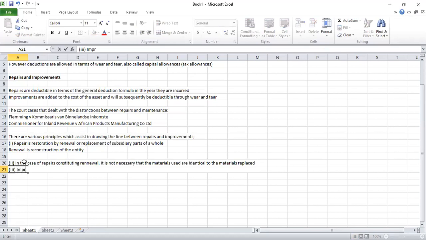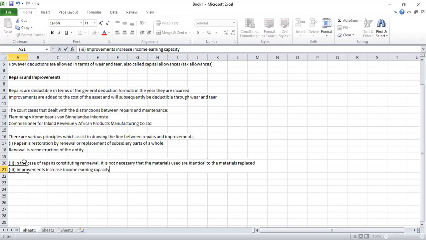Improvements increase income earning capacity. That means before the problem, your income earning capacity was lesser than after the improvement has been done. So the result of an improvement is that the capability of the asset is even far better than what it was before the problem arose. Whereas a repair simply restores it to its earning capacity, which it had prior to the problem happening. You are simply making it work like what it was doing. But whereas an improvement, you make it even better than what it was.